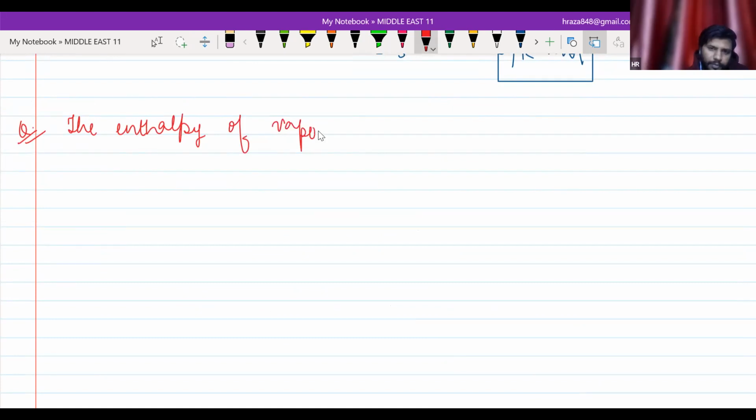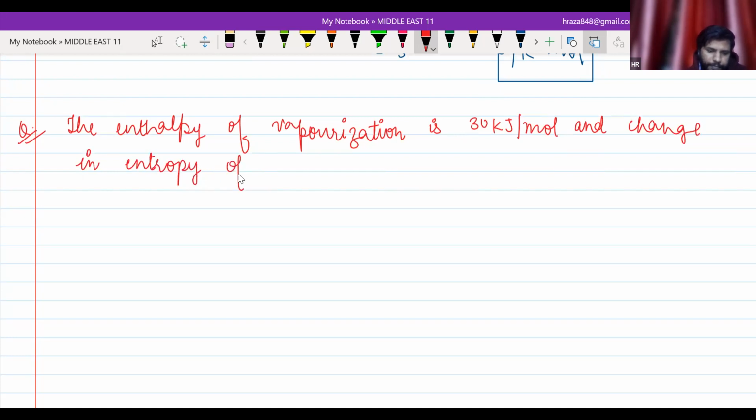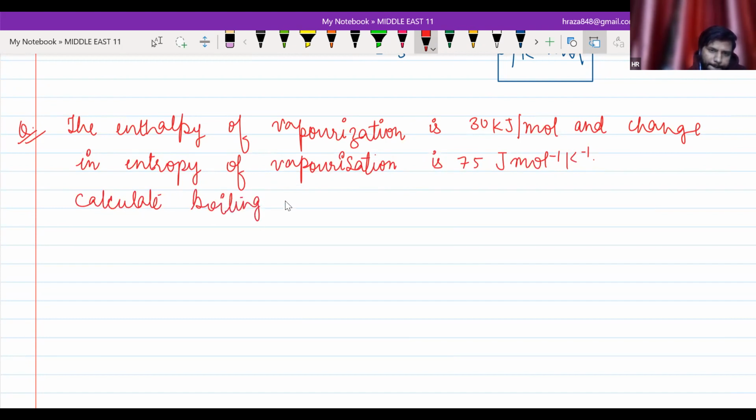The enthalpy of vaporization is 30 kilojoule per mole, and the change in entropy of vaporization is given as 75 joule per mole per Kelvin. Calculate the boiling point of the liquid at 1 atm.